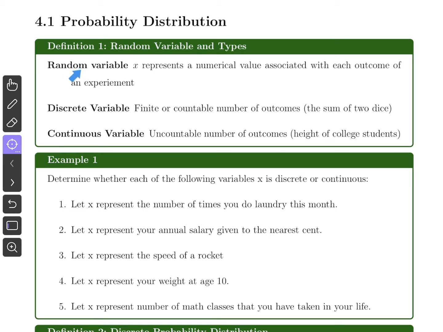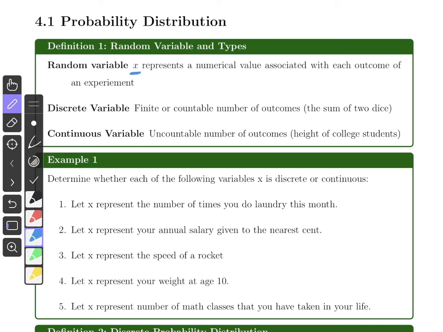A random variable. Now, the definition is a little strange, but I think I have a couple examples which should make sense. The random variable is going to be some unknown x. What they mean is it's going to be the outcomes of your experiments or your trials, and it's going to represent a numerical value. So not like choosing a card from a deck, a king. That's not a numerical outcome. And it's associated with each outcome in an experiment.